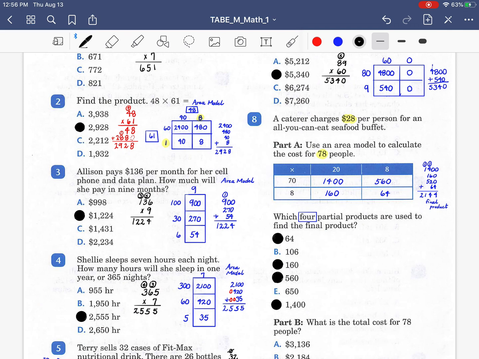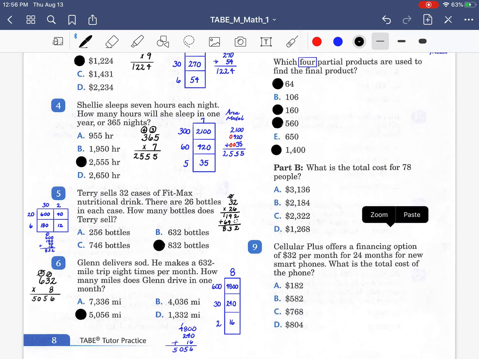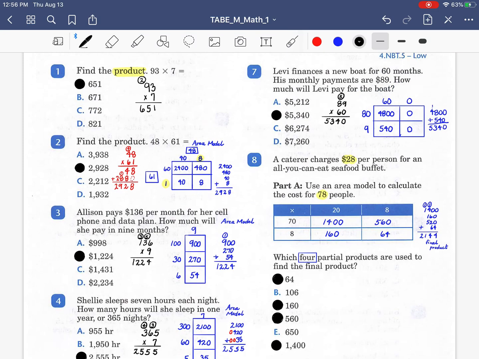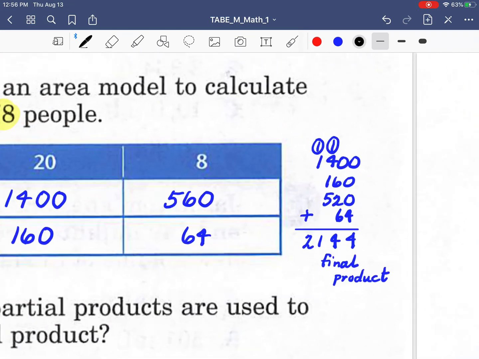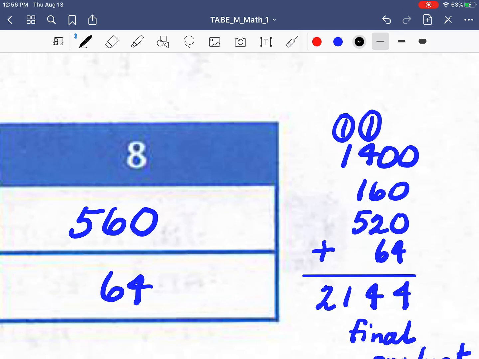Or they have. What have I done? Because my answer is not matching up to theirs. 2184. 1400. Oh, you see what I did? This one little error would have cost me the whole thing. It's right here.